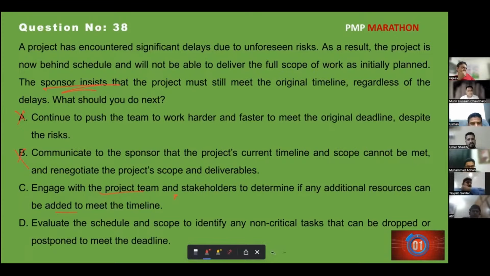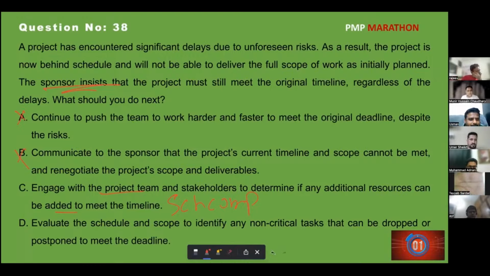So this is called schedule compression. Identify any non-critical tasks that can be dropped or postponed to meet the deadline. That's okay, but the question says that we need to meet the deadline. Even if we drop non-critical tasks, how will it work? So we need to look into that. C would be the right answer here.